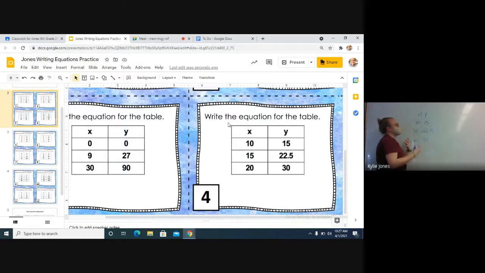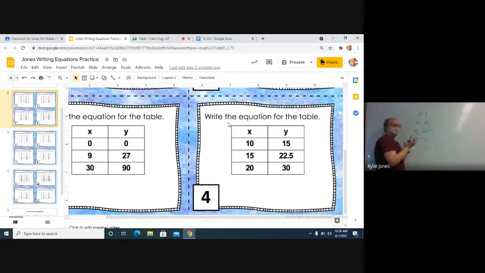Okay. How else can we go from 10 to 15? Multiply by 2. And then subtract 5. Let's try it. So we multiply by 2, we get 20. Minus 5 is 15. Works for that one, right? What about this one? What's 15 times 2? 30 minus 5. Does that give you 22.5? No. What about this one? 20 times 2 is 40 minus 5 would be 35. So it's not that one, but you're on the right track.